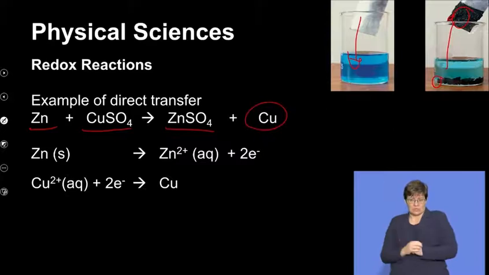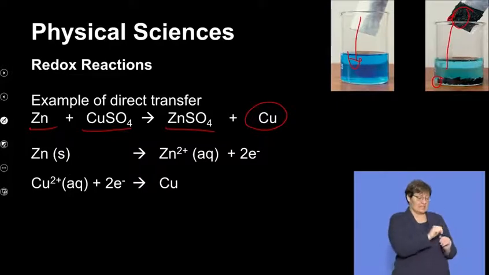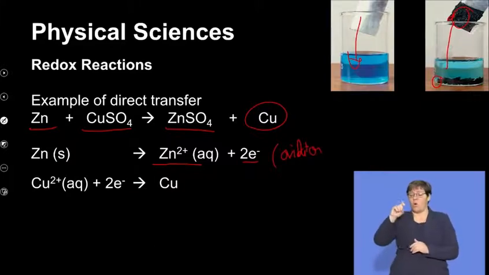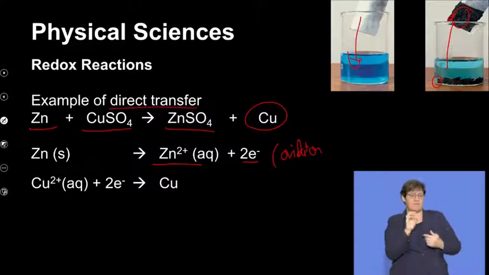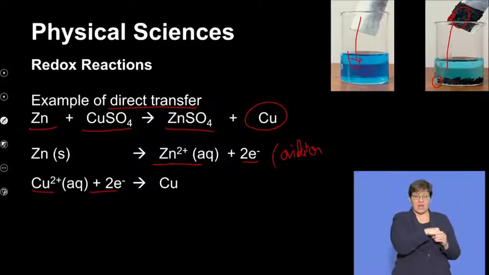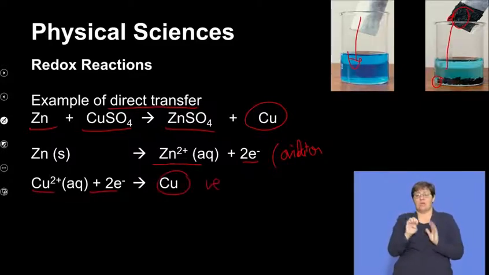We recognized we could break that reaction into two half reactions, where we'd say zinc loses 2 electrons, those are the electrons there, to form zinc ions. This is therefore called an oxidation reaction. This is an example of direct transfer, where they're in contact with each other, where the copper solution has copper ions to start with, and it gains those electrons to form the copper metal. This is reduction.